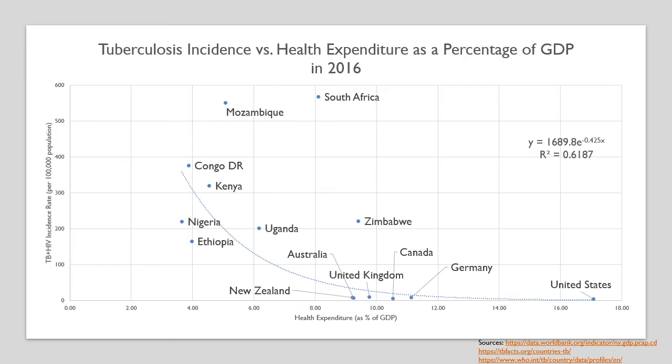So this one is not as helpful, but it still shows that countries that tend to spend more in health as part of their GDP tend to have a lower incidence of TB and HIV in their population. So once again, not a strong relationship, but still something worth looking at.